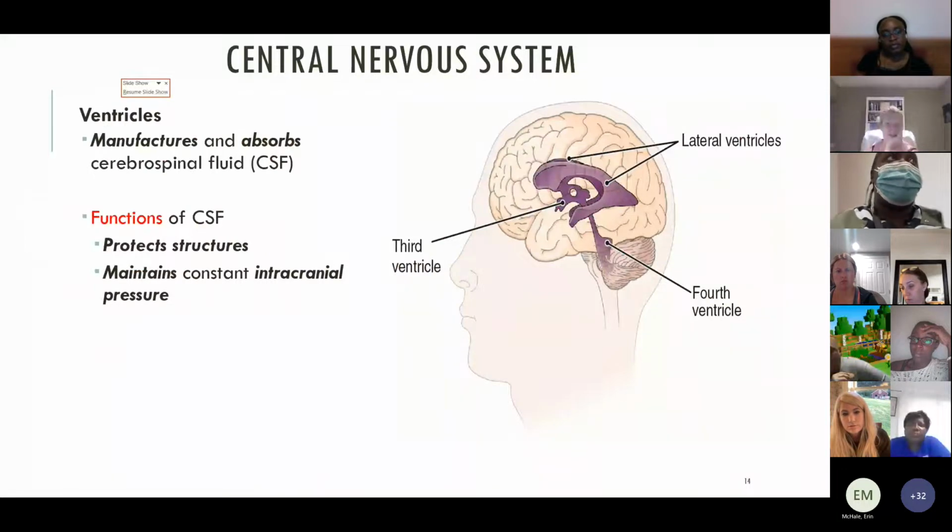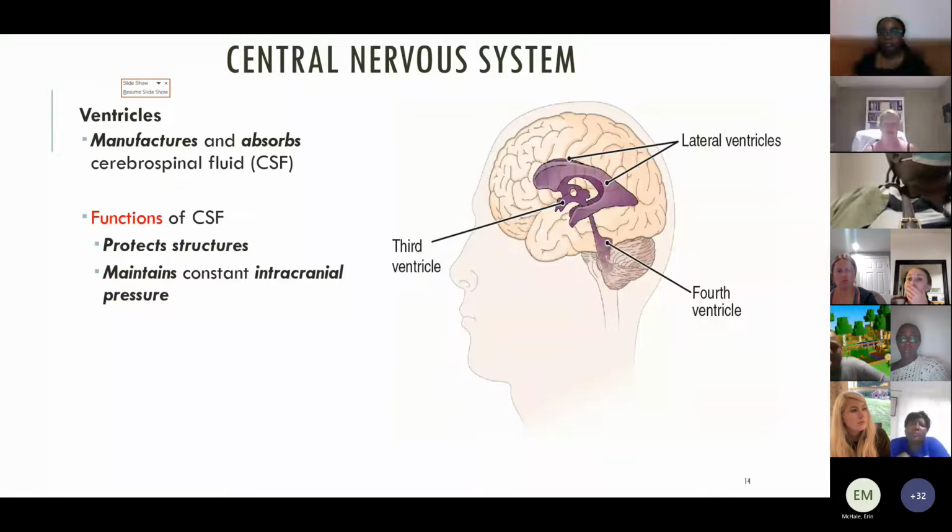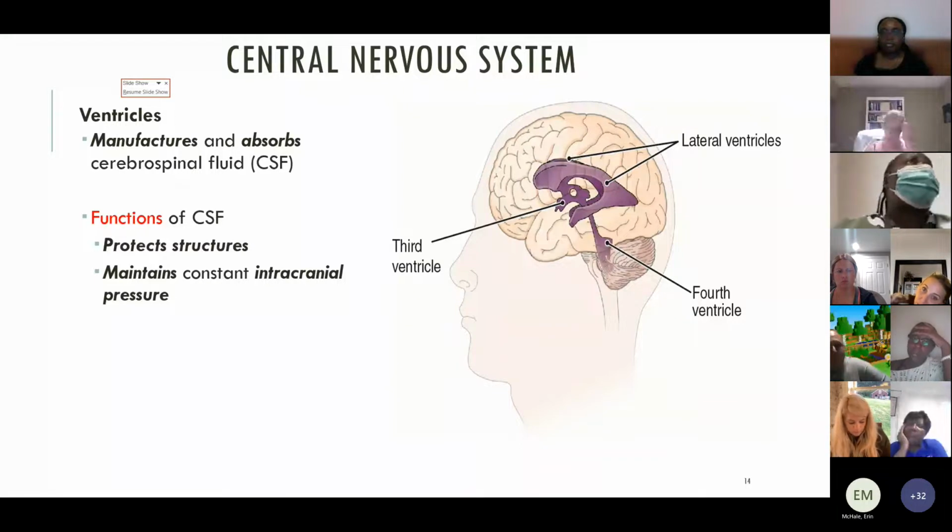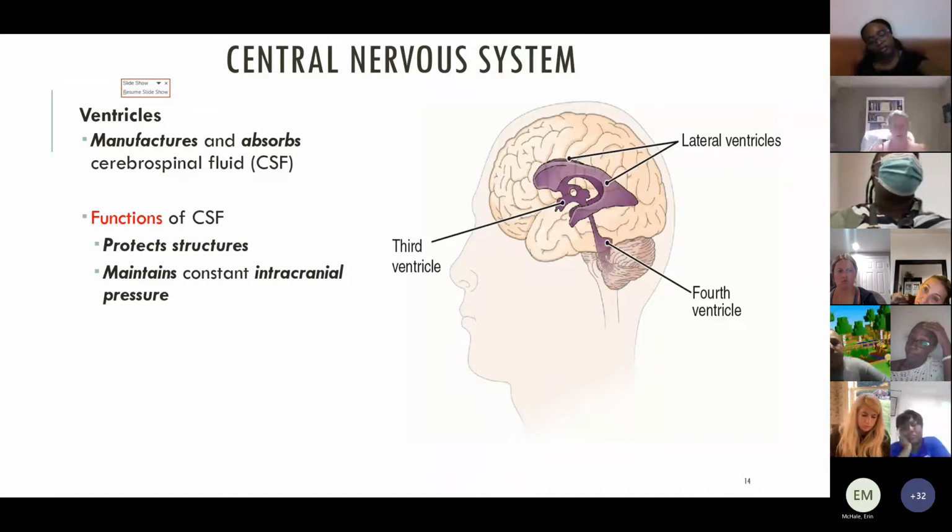And then we have our ventricles. What our ventricles do is they help make and absorb CSF, which is cerebrospinal fluid. The purpose of having cerebrospinal fluid is it helps to protect the different structures inside of our brain and our spine, and it helps to maintain the pressure inside that intracranial space, because we don't want too much pressure, because then things will become swollen, and too much swelling in that area is going to cause damage to the brain. And we certainly do need a certain level. We don't want too little because that would also cause issues.